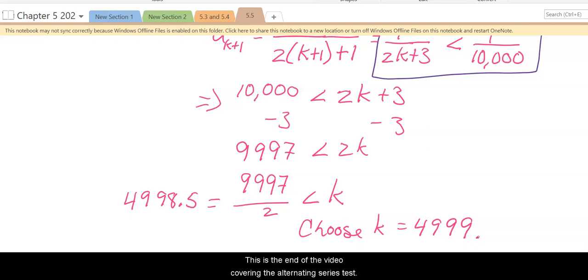This is the end of the video covering the alternating series test, absolute convergence, conditional convergence, and finding remainders on the alternating series.